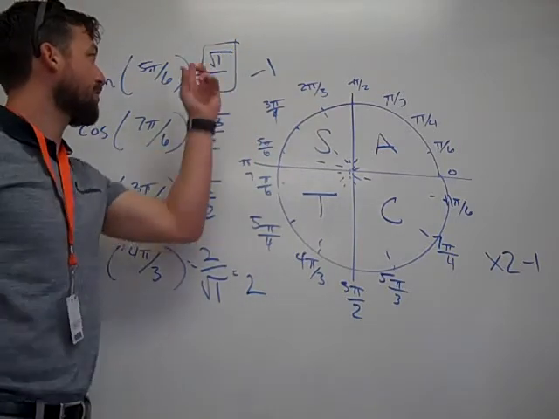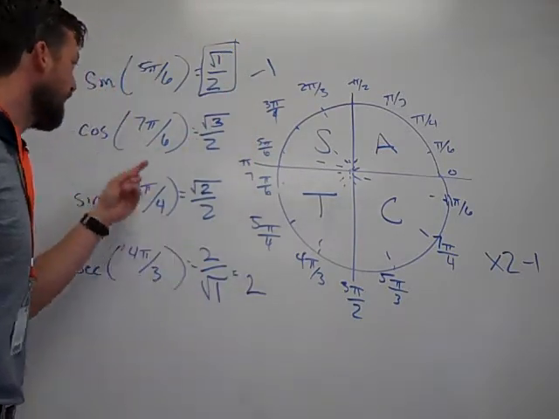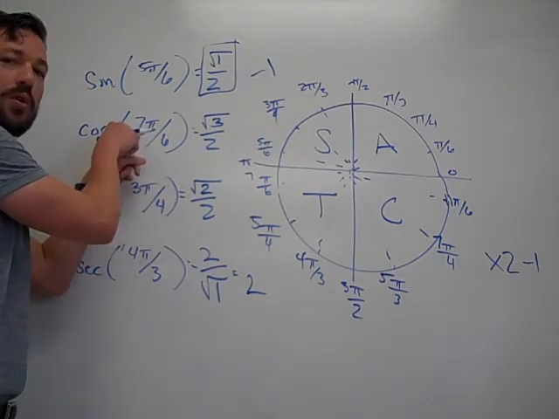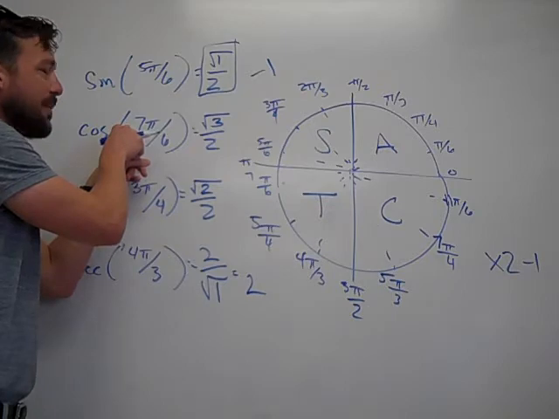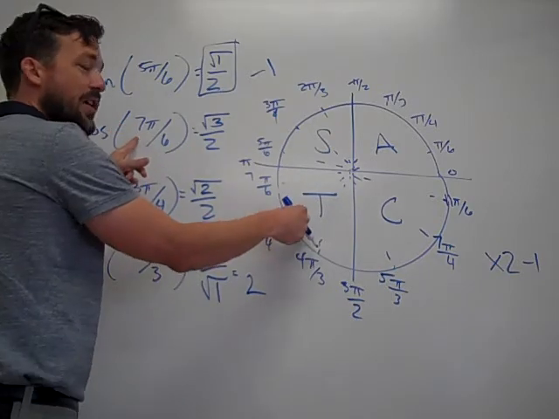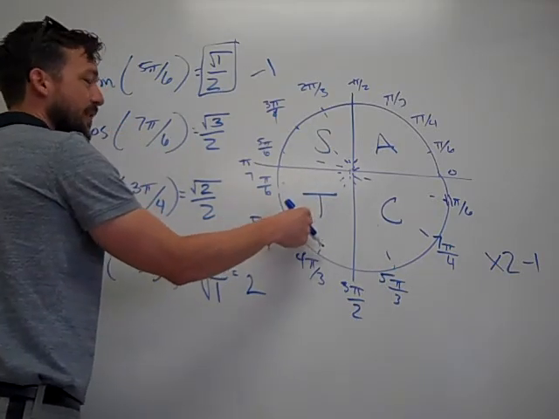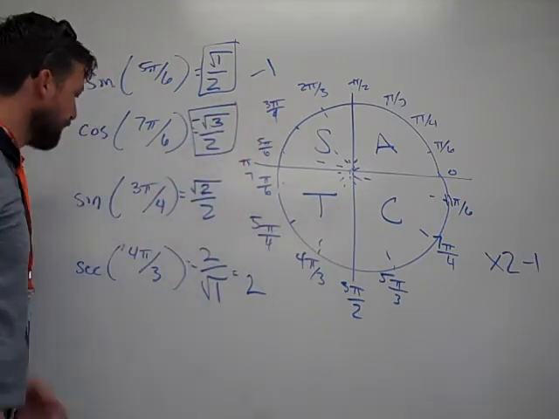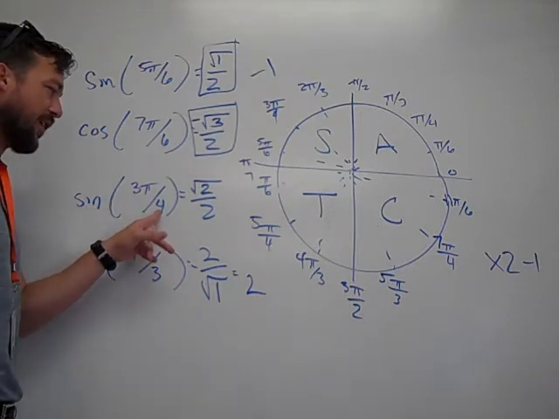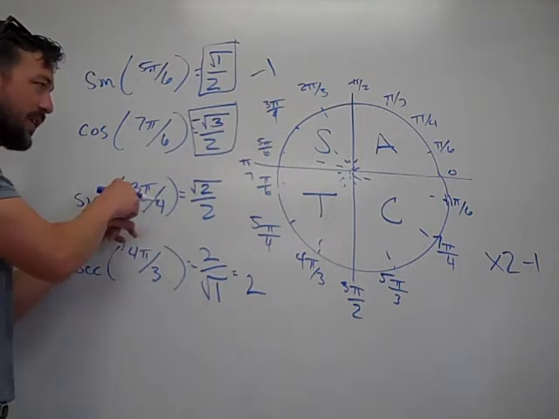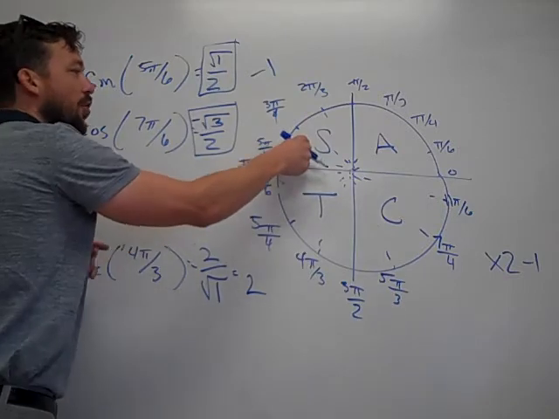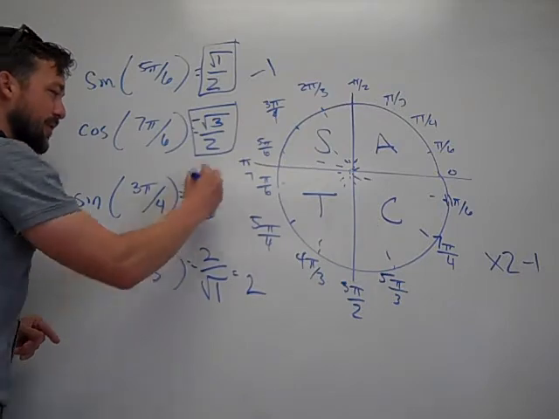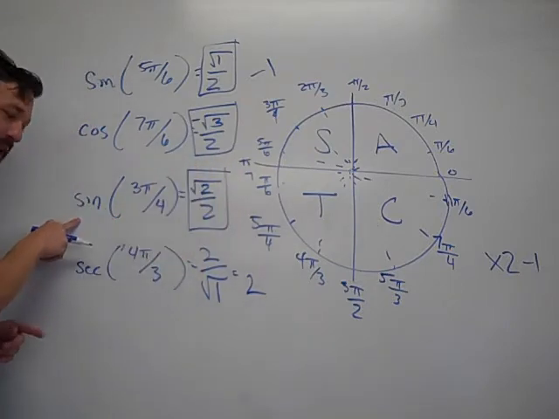Just simplify it to 1/2. Okay, this next one, cosine, 7 pi over 6. That's 1 more than the denominator. So that means it must be in the third quadrant, where tangent is positive. Cosine is negative. That's my answer. Okay, 3 pi over 4. That's 1 less than the denominator, meaning it's in the second quadrant. In the second quadrant, sine is positive. So we're going to leave this as positive because we're dealing with sine.